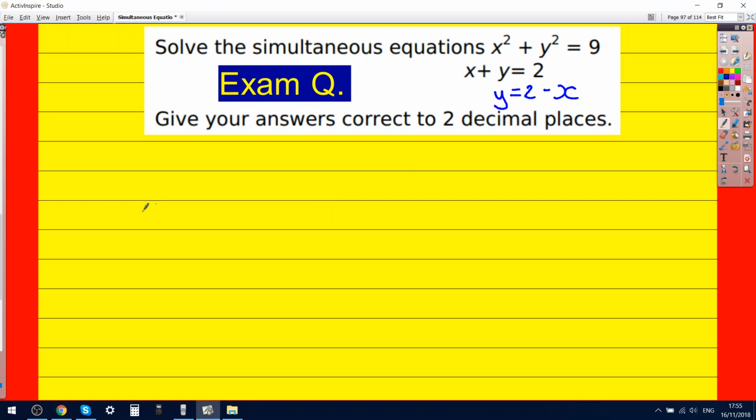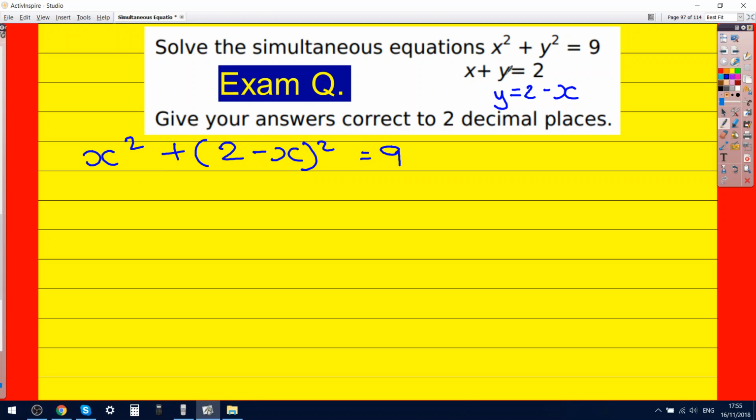Y equals 2 minus x. So in the top one, you know the way we have x squared plus y squared equals 9? Yeah. So that has a mix of x and y's. So it's basically in a bracket, instead of y squared, it's 2 minus x squared, because that's equal to y. And so now it's no longer a mix of x and y's, it's just x's.